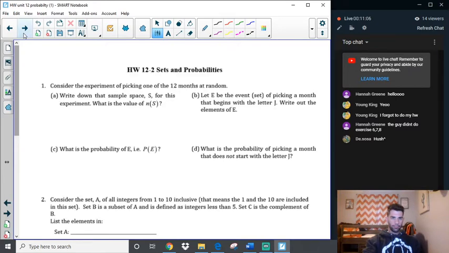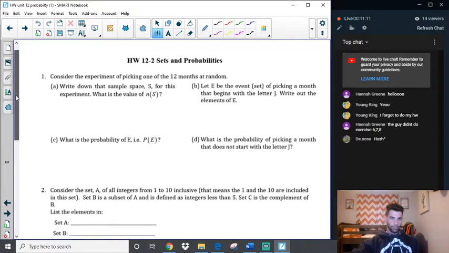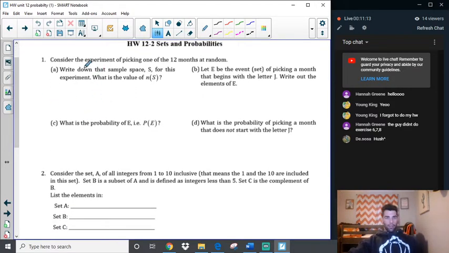Okay. All right, so here we go. Consider the experiment of picking one of the 12 months at random. So you guys know the 12: January, February, March, April, May, June, July, August, September, October, November, December. Write down the sample space for this experiment. What is the value? So we know that there are 12. And I just told you what they were: January, February, March, April, May, June, July, August, September, October, November, December. Okay?